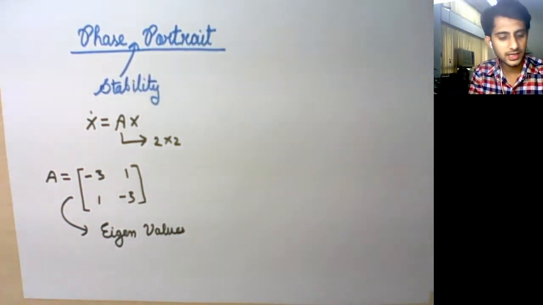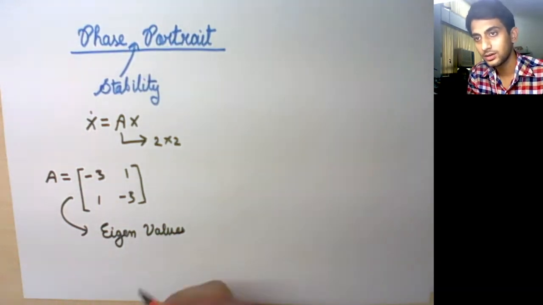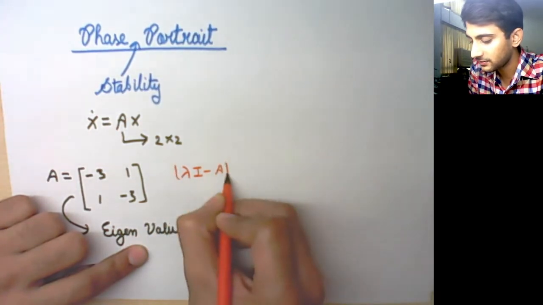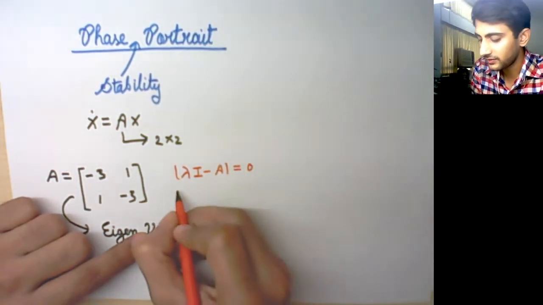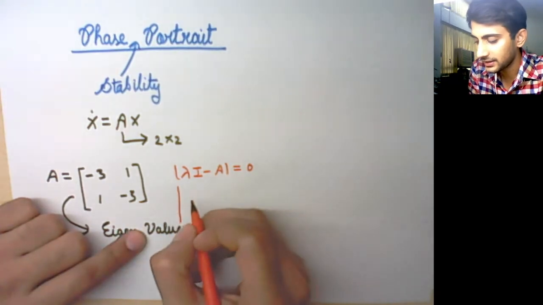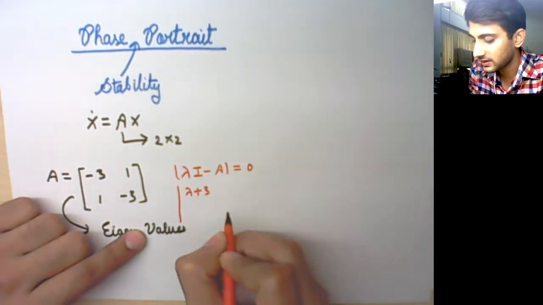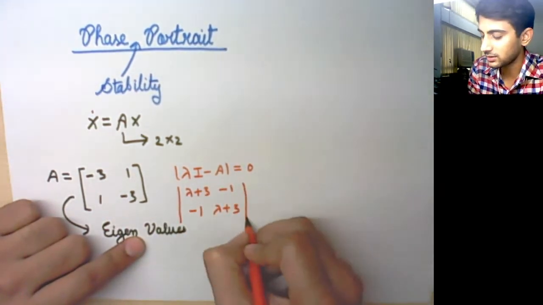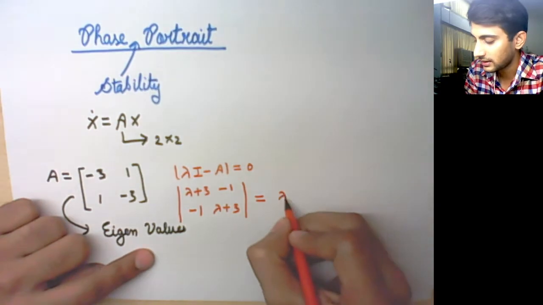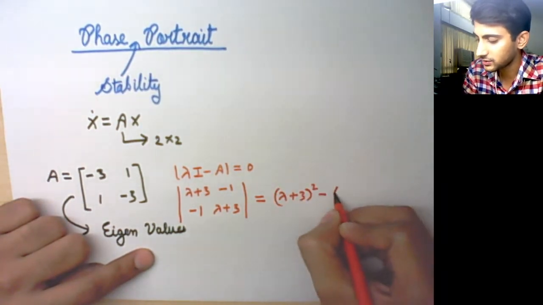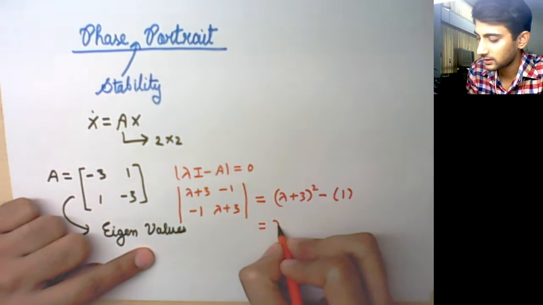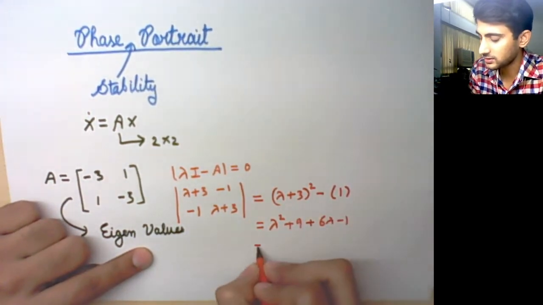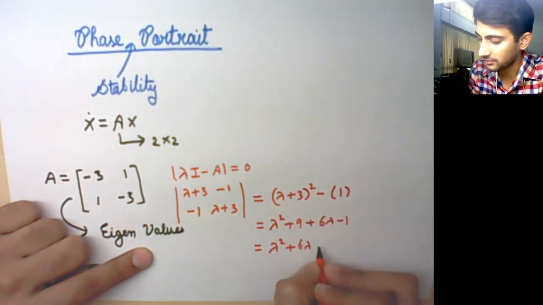So when you find eigenvalues, you would need the characteristic equation, which is the determinant of lambda I minus A equated to 0. So lambda I minus A would be lambda plus 3, minus 1, and minus 1, lambda plus 3. Its determinant would be lambda plus 3 whole square minus 1. So it becomes lambda square plus 9 plus 6 lambda minus 1. So this is lambda square plus 6 lambda plus 8.